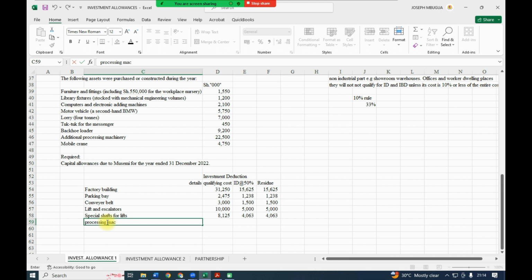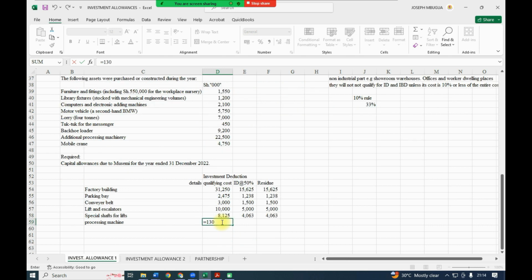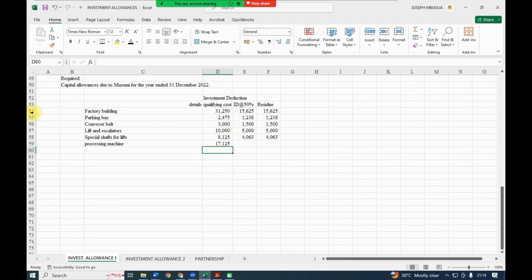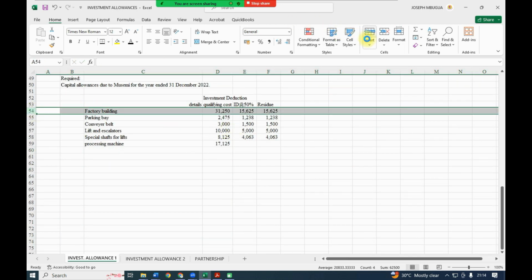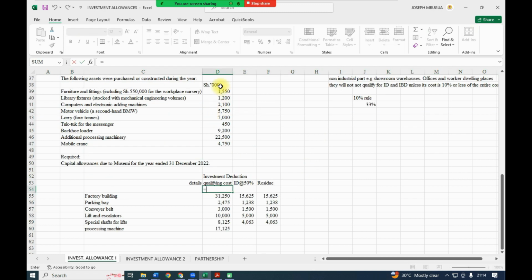But now for the processing machine, our qualifying cost will be the initial. We bought it for 13, and the shillings are in thousand, I will show that. 13, and you add this cost that we had, the reinforcement of concrete. Include that. You need to put shillings in thousand.